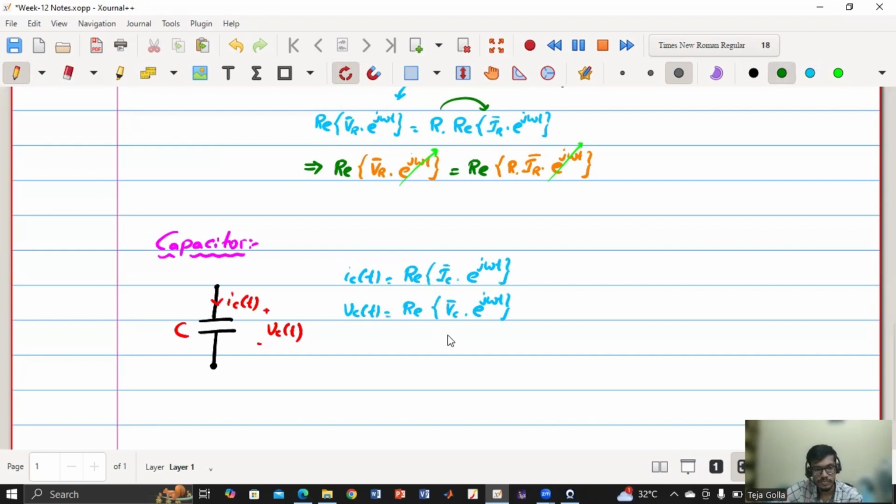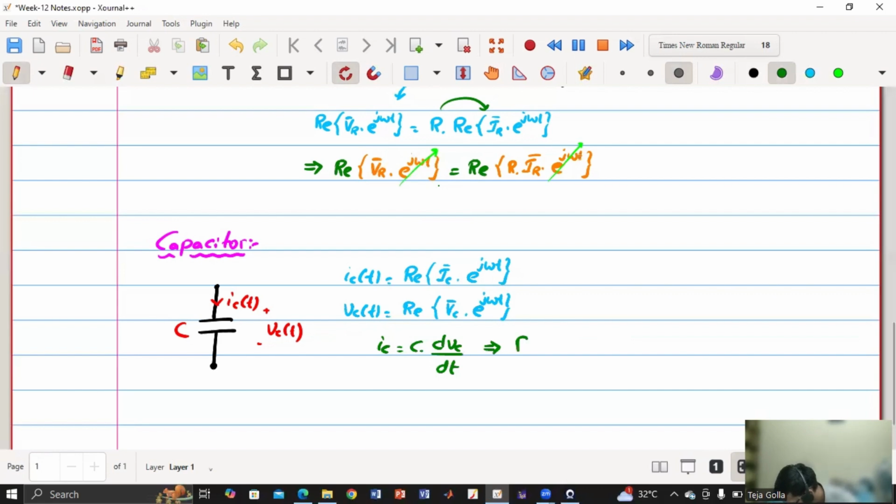Anyone? IC is equal to C dVC by dt. Yes. So IC is equal to C into dVC by dt. So let us substitute it.